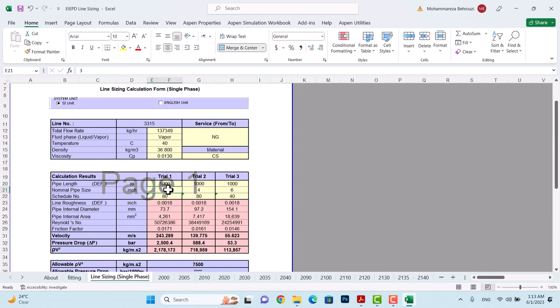So you can start from 8 inches instead of 3 inches, and it has three trials. You select three diameters, 8 inches, 10 inches, 12 inches, or you can start from 10, 12, and 14 here, and see the velocity and pressure drop and velocity head criteria. By the way, the pipe length here, 1 meter, 1,000 meter or 1 kilometer has been set as the pipe length.